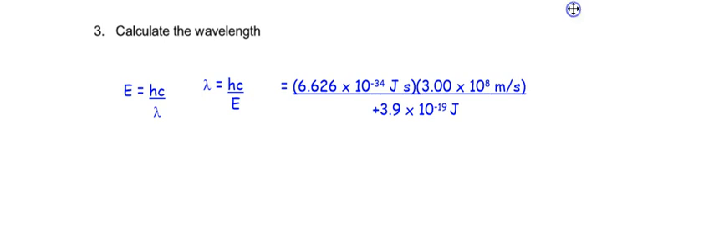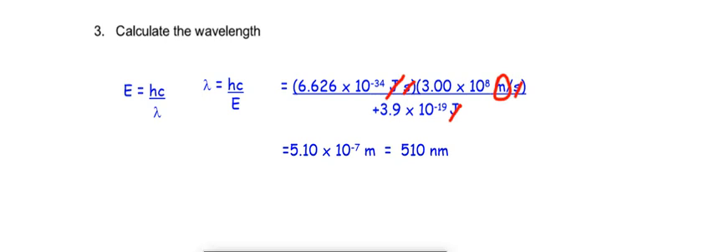Sorry about that. Trying to get a pen going here. Here we go. Notice that the seconds cancel out. So what unit is left? The meter is left. When I actually solve for that, I get 5.1 times 10 to the -7th meters, which is 510 nanometers. Why would I do that? Because I want to know where it is. Hey, that's in the visible light, isn't it?